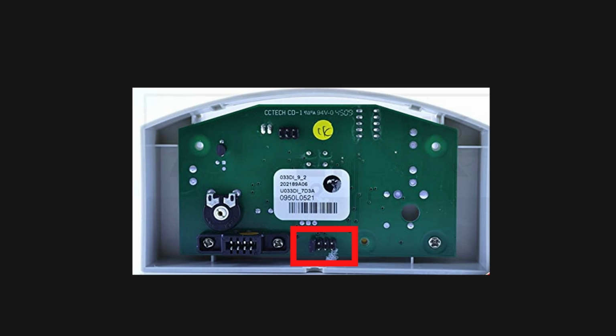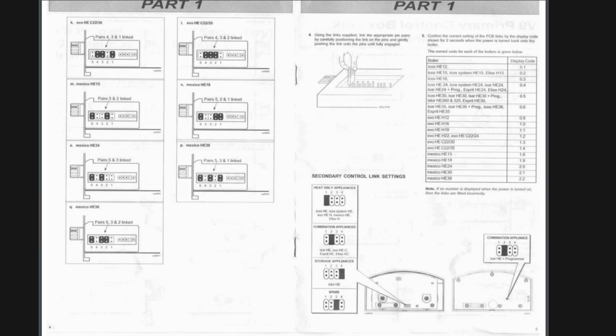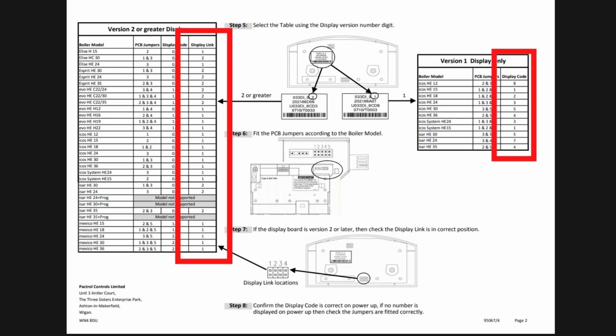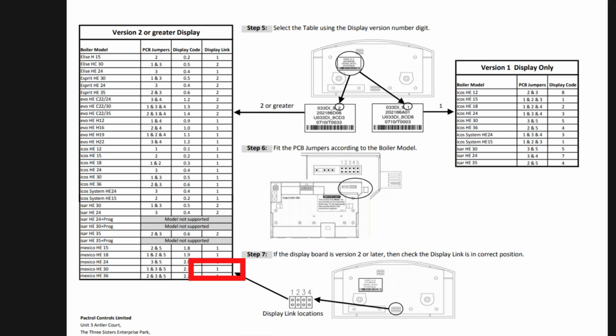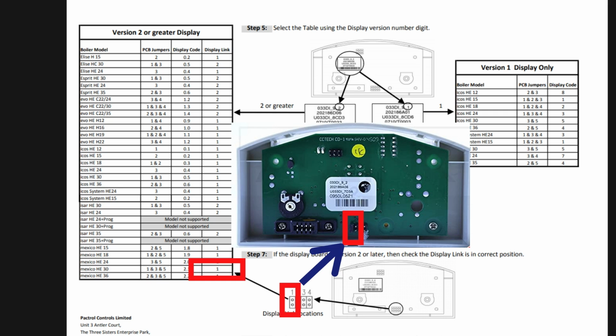And again, there is the manual that was given out by Ideal. This is it here. I don't really like it. I like the Pactrol one better. Again, here they've got every single, they call it display link. That's the position of where you put the jumper. And so for my example, I have a Mexico HE30 again, which is in slot number one, which is the very left slot. Just put the jumper in there. If you have no jumper in the back of yours, there's nothing preventing you from stealing it from a broken PCB or simply buying one on eBay.